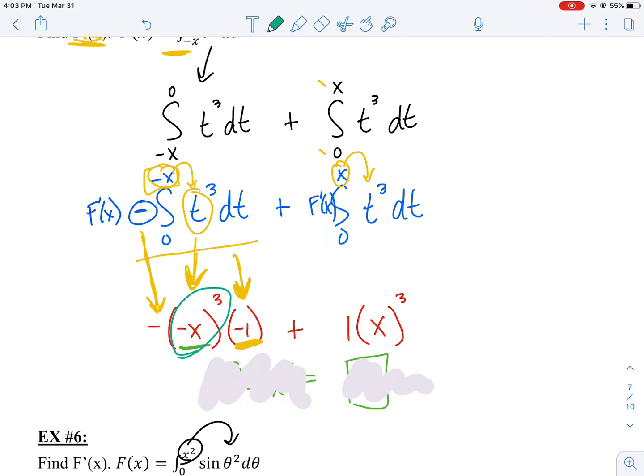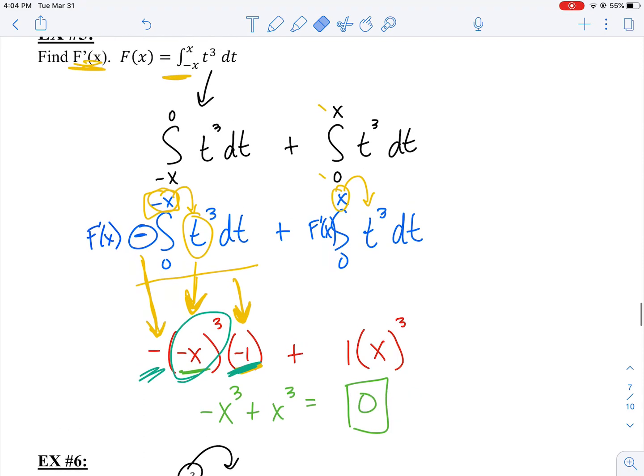That's a negative x times a negative x times a negative x. That's a negative x times another negative. That's a positive. Times another negative. That's a negative, right? So don't you end up with a negative x cubed plus an x cubed, which ends up to just be 0? All that work for just a 0. But that's how we do it.